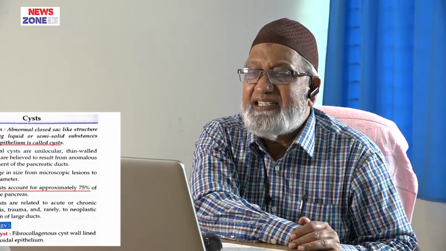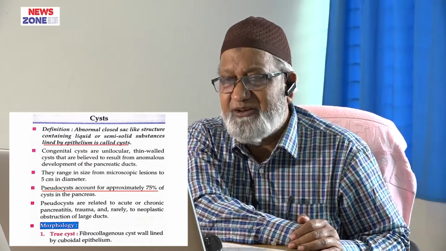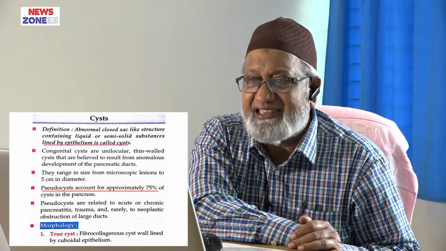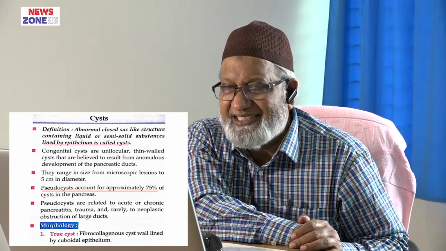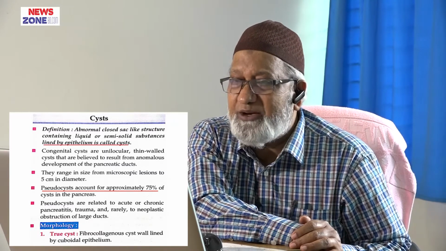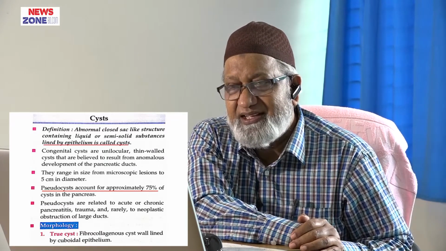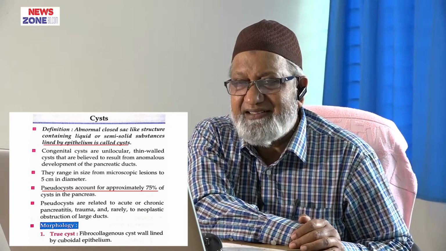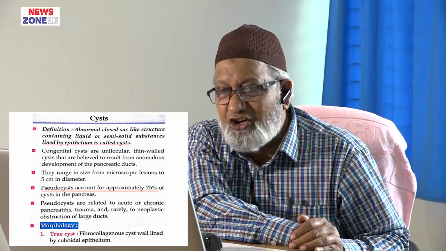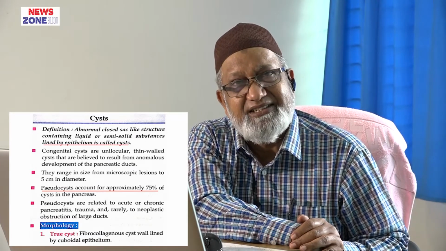In the meantime, the disease list I told you: congenital disorder, then inflammatory lesions, acute and chronic pancreatitis, and the third one was the non-neoplastic cyst. Now you have to know what is a cyst. A cyst is an abnormal sac containing solid or semi-solid substances lined by epithelium.